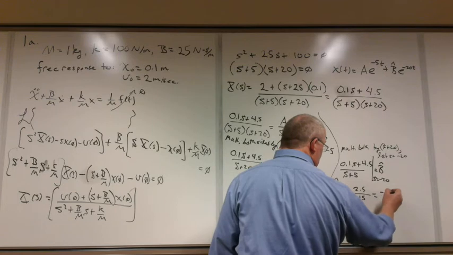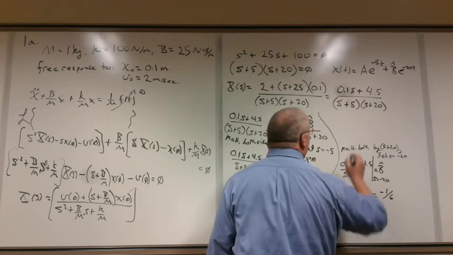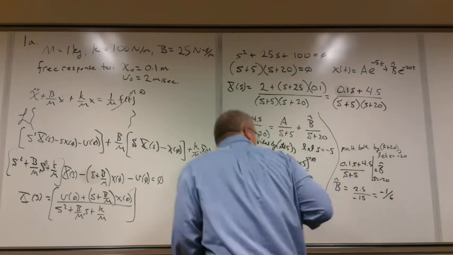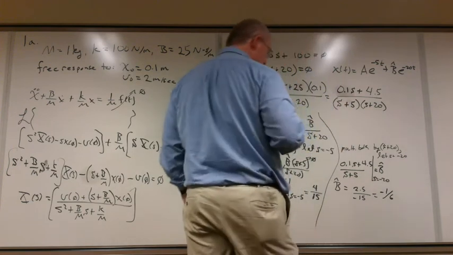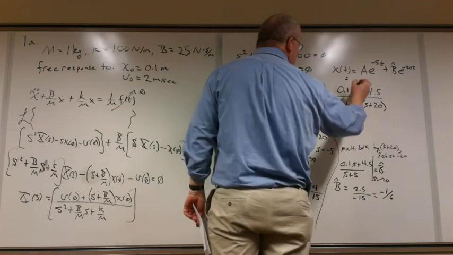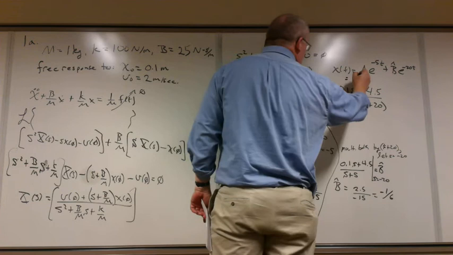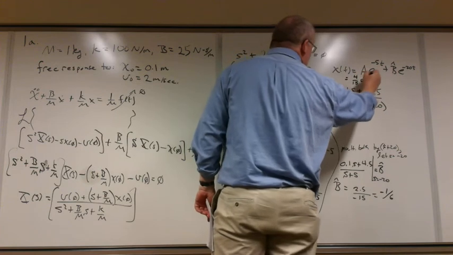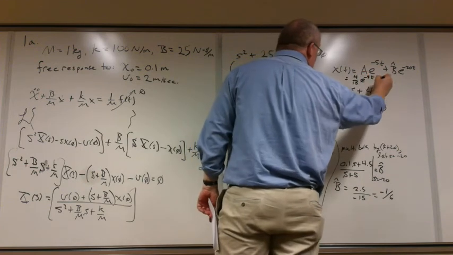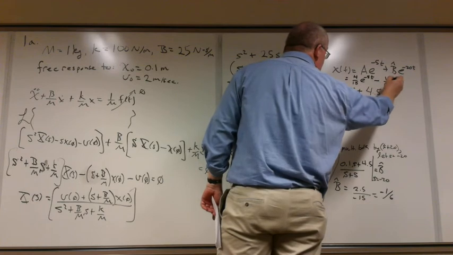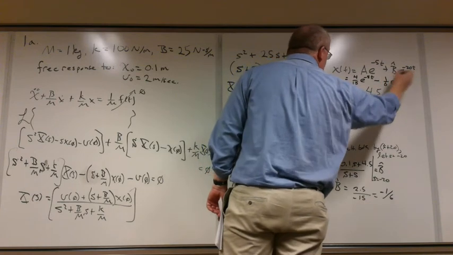So minus 1/6. So if I got it right, and you never know, I might have done it wrong, x of t is actually equal to 4/15 e to the minus 5t minus 1/6 e to the minus 20t.